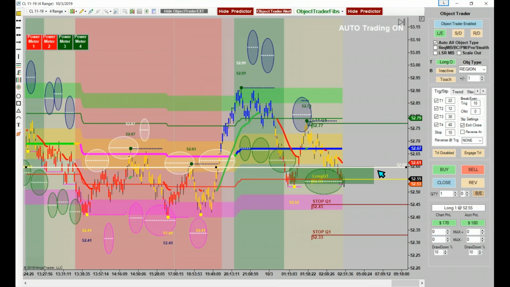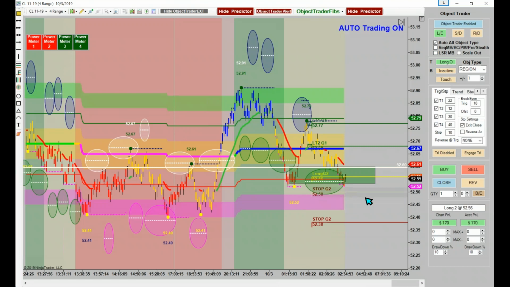See your little swing right across here that they're trying to do? Go ahead and turn that back on. It's on. If it bounces off support, you could actually add one if it bounced off support. Put your stop nice and tight.